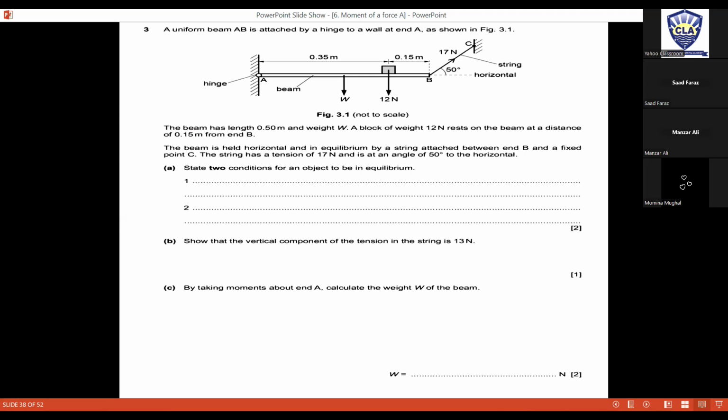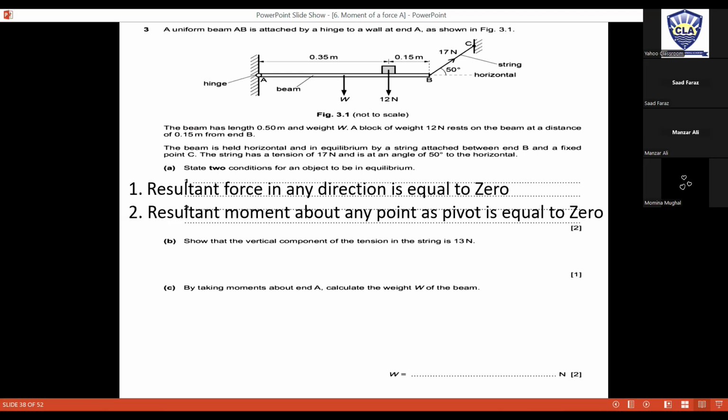And before that, they have asked us what are the two conditions. The conditions are resultant force in any direction should be equal to 0 and resultant moment about any point as pivot is equal to 0. These are the two conditions which should always be satisfied if the body is in equilibrium.